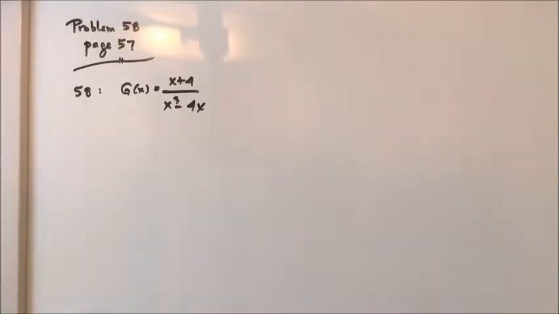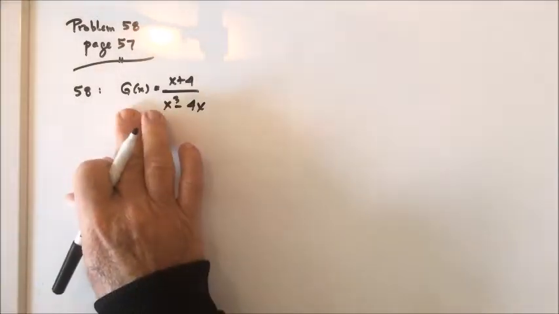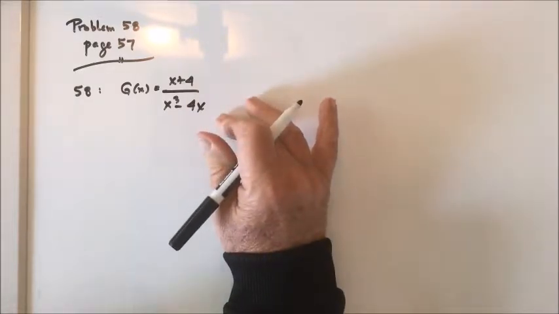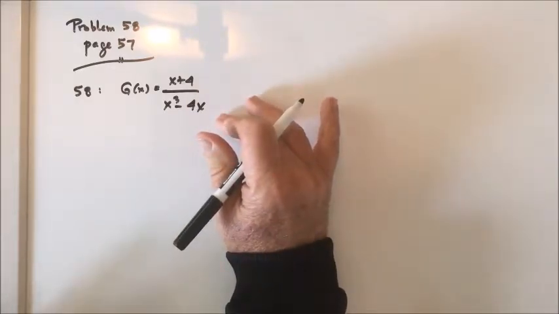Okay, welcome back. Here is problem 58 on page 57. It is a sister to problem 56, which I believe is one of the problems in your homework number 5 assignment. And as you can see, problem 58 defines a rational function, g of x, a polynomial divided by a polynomial. And it asks you simply to find the domain.